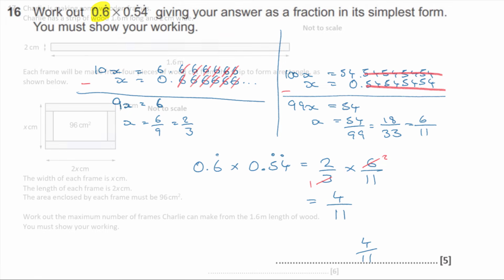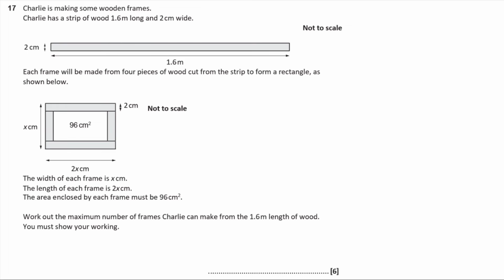4 over 11. Question 17. Charlie is making some wooden frames. Charlie has a strip of wood which is 1.6 meters long and 2 centimeters wide. Each frame will be made from 4 pieces of wood cut from the strip to form a rectangle as shown below. The width of each frame is x centimeters. The length of each frame is 2x centimeters. The area enclosed by each frame must be 96 centimeters squared. Work out the maximum number of frames Charlie can make from 1.6 meters length of wood. You must show your working.